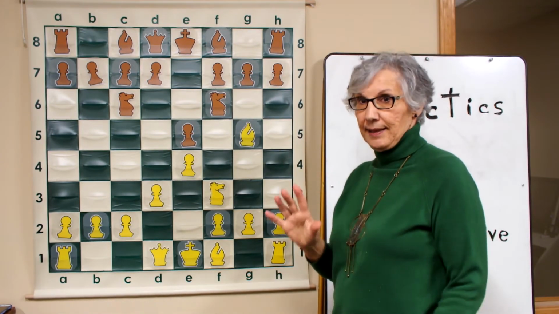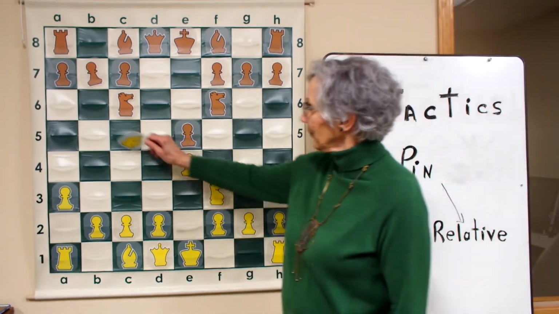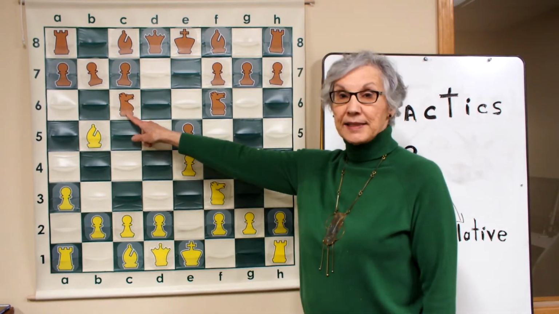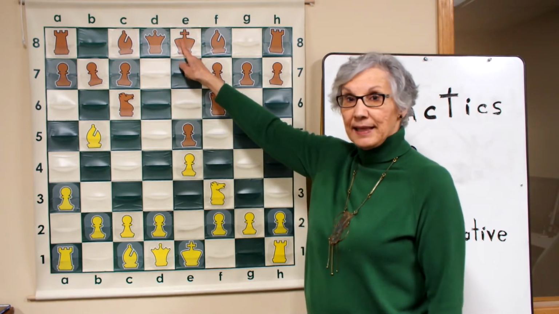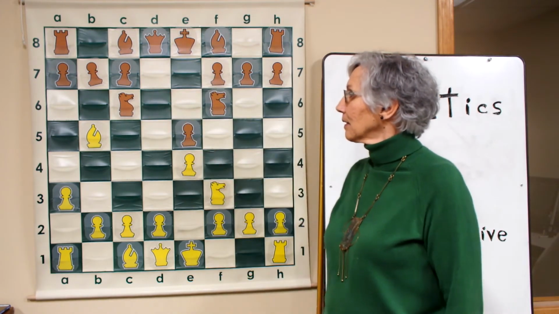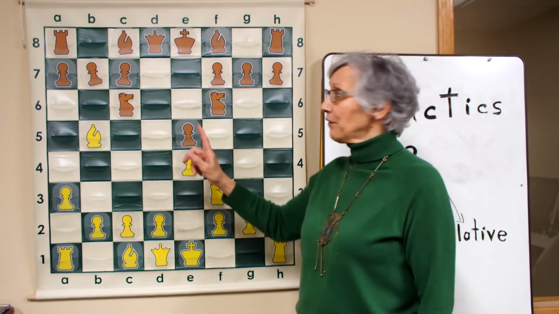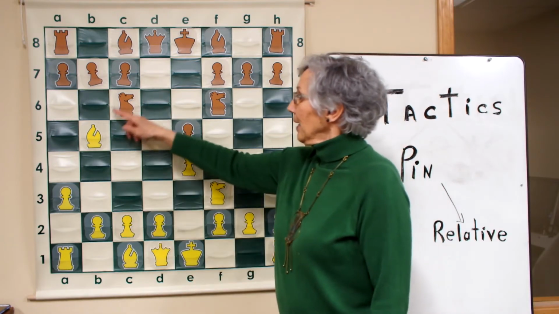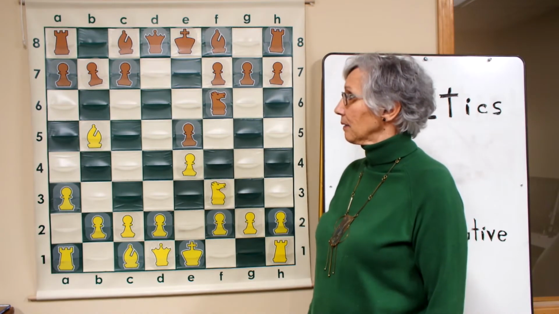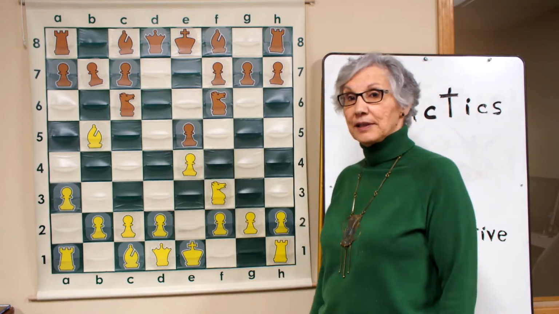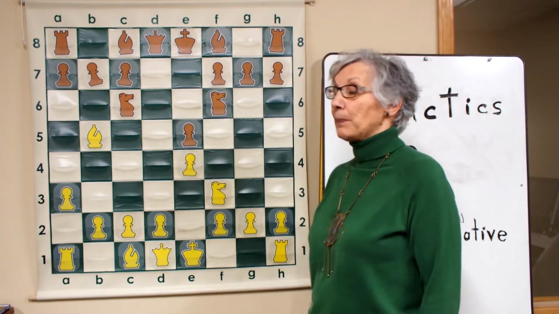So let's take a look at an absolute pin. I'm going to move the bishop to b5 so it attacks the knight. Now the knight is pinned against the king. And in this case, the knight cannot move. It absolutely cannot move. Take away the knight, and the bishop checks the king. Black cannot put its king in check. That's illegal. So the knight is pinned absolutely.